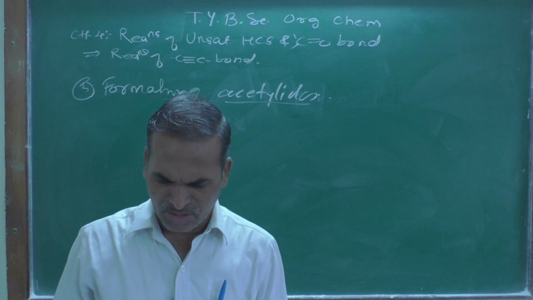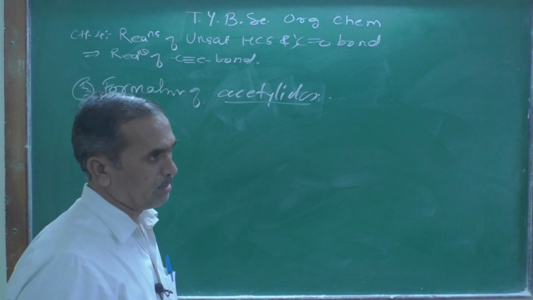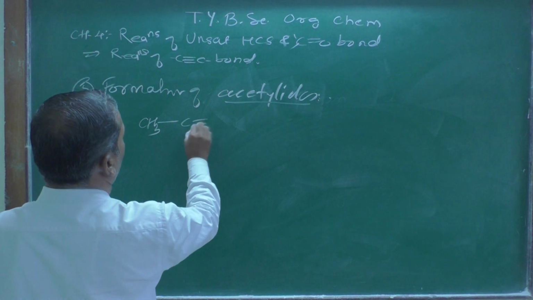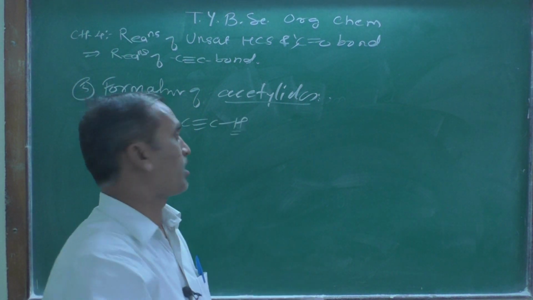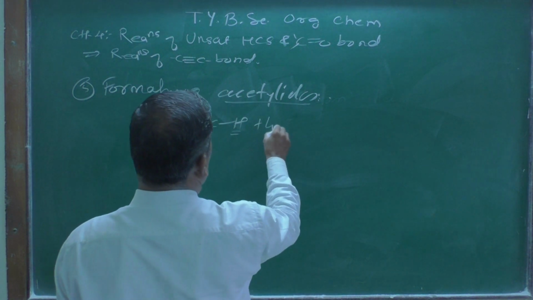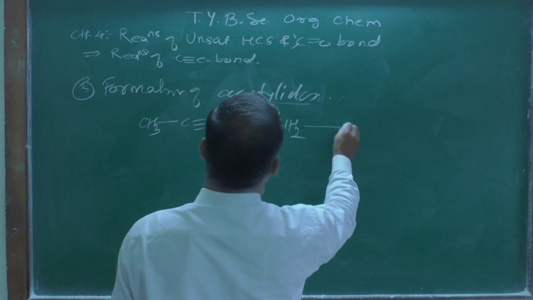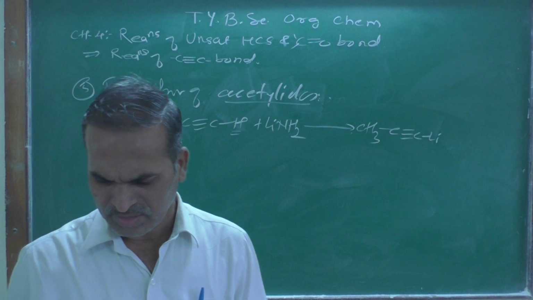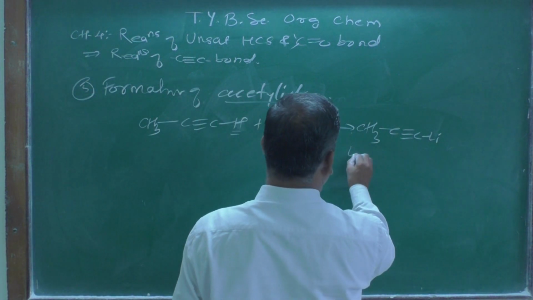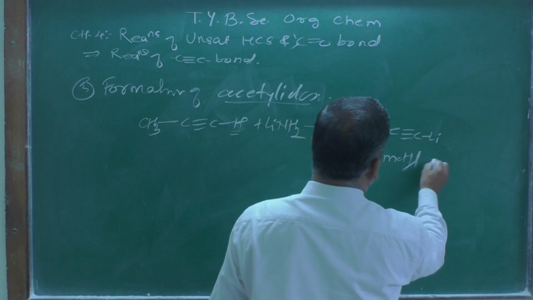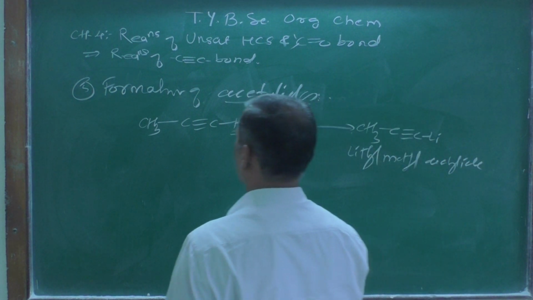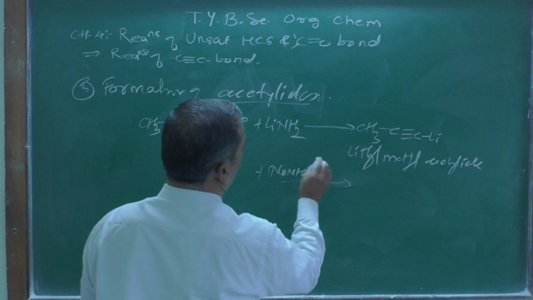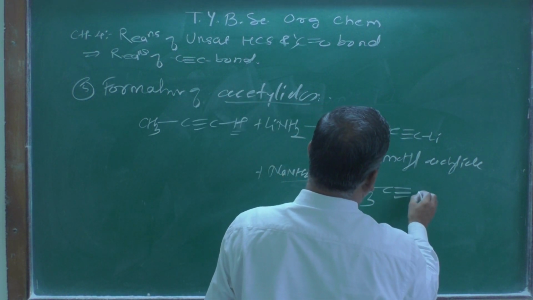What are the reagents generally used here? One is lithium amide. Suppose we have CH3, C triple bond CH, a terminal alkyne. It is treated with lithium amide, LiNH2, and it gives CH3, C triple bond C, Li, that is lithium methyl acetylide. Or if you treat it with sodium amide, NaNH2, it gives CH3, C triple bond C, Na.